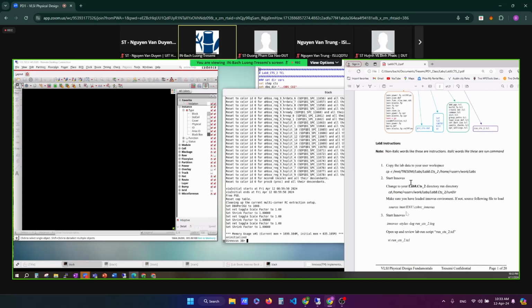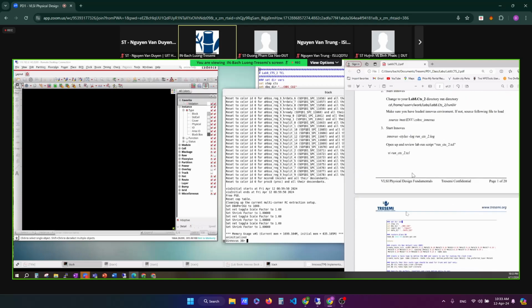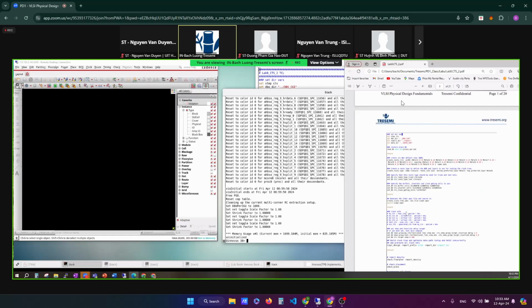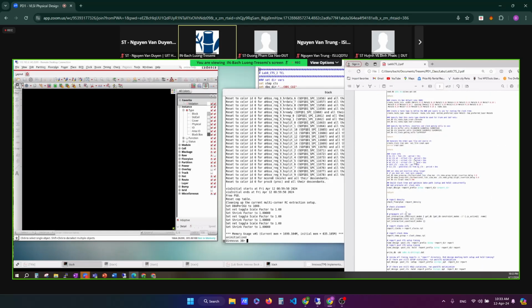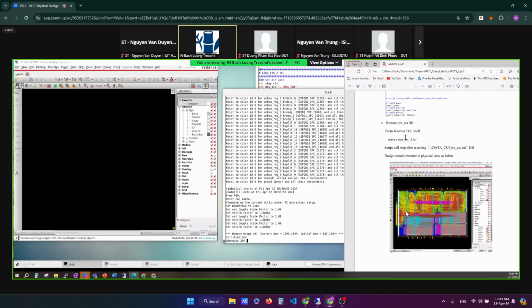So the lab instructions here are pretty much the same. Copy it over and you launch Innovus in the same format. So this just shows the script for this lab. Okay, so you can look at that later, but let me go to the detailed steps.